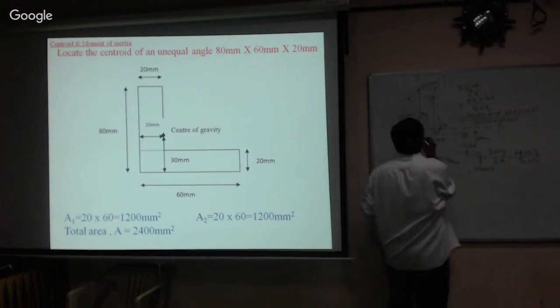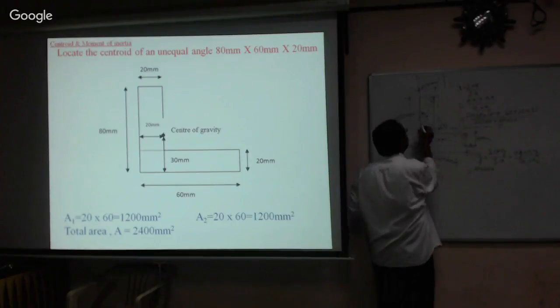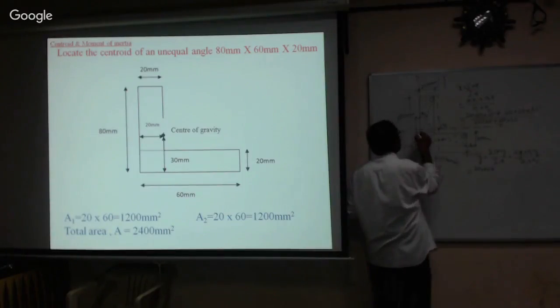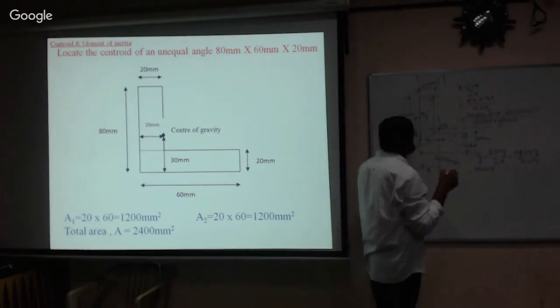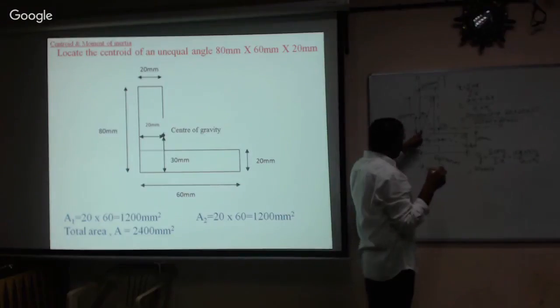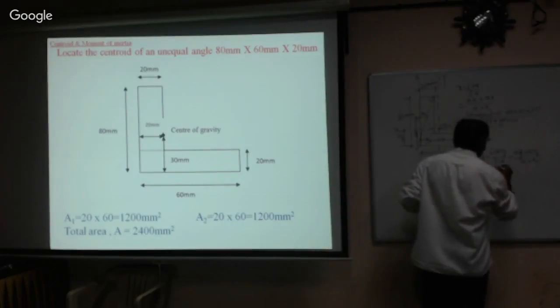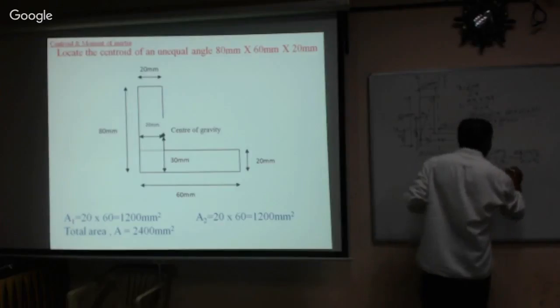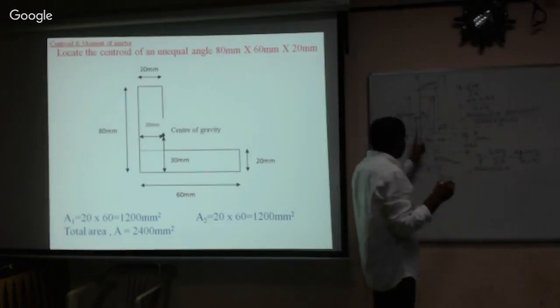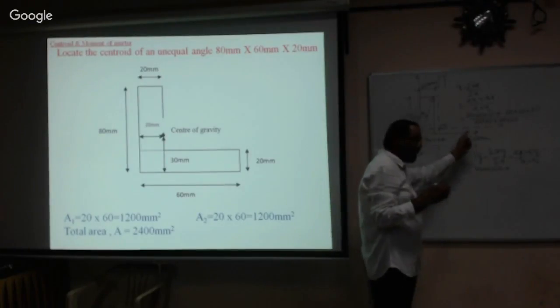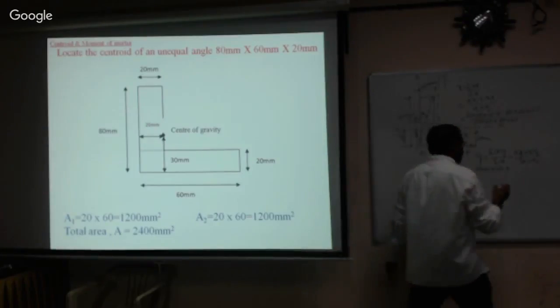With respect to these, now see y1. Y1 is from here to here. How much is Y1? Y1 is equal to half of this 30 plus 20, so it becomes 50. Plus, we will take the second figure, so this is 60 multiplied by 20.